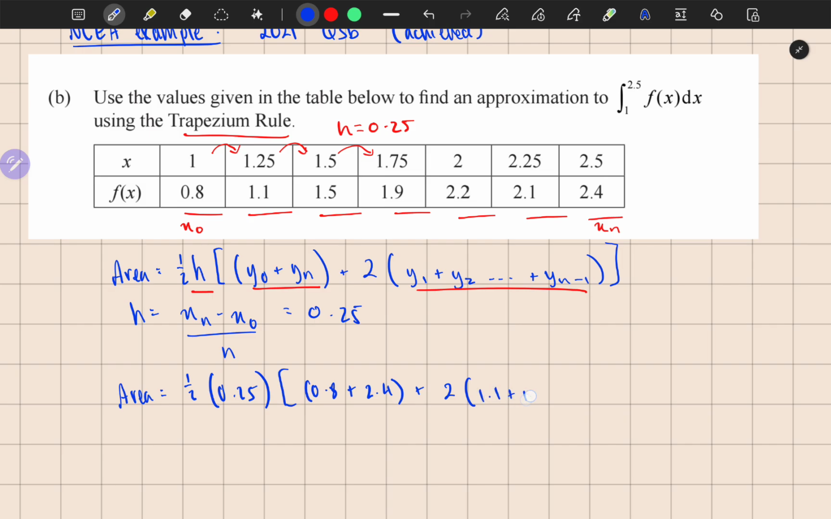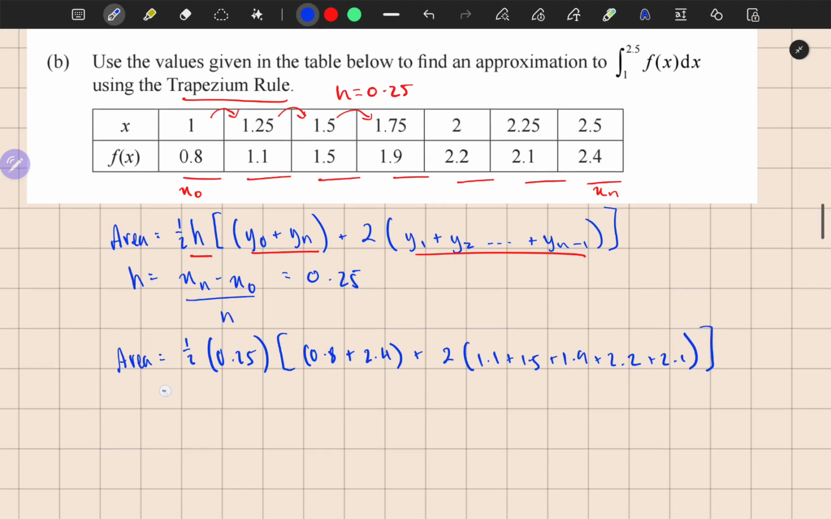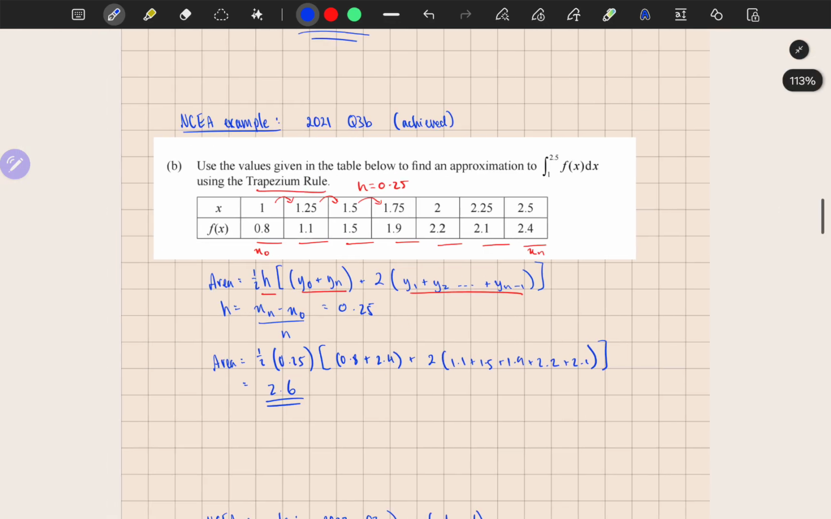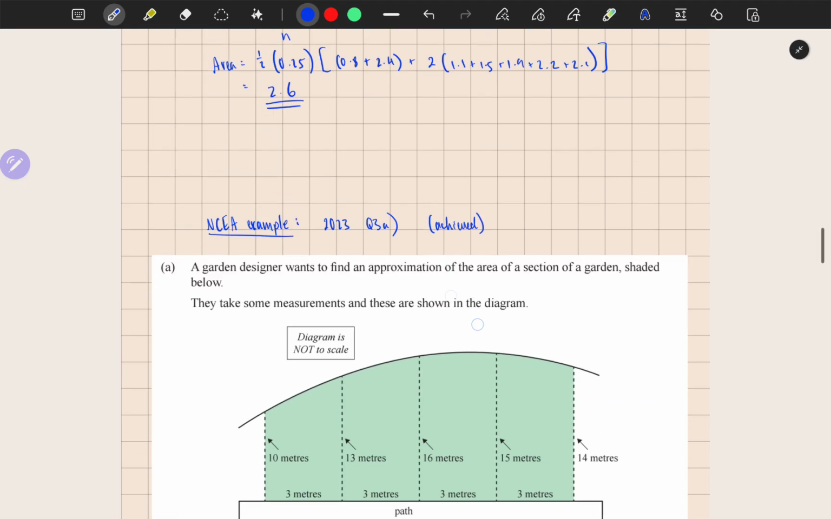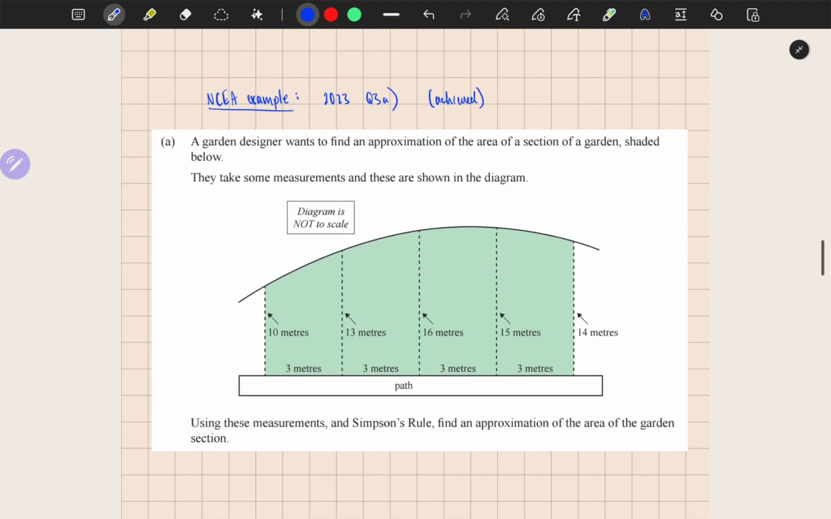So it's 1.1 plus 1.5 plus 1.9 plus 2.2 plus 2.1. Right, so that's ignoring the first and last values. And if you put this in your calculator, you'll just get 2.6. And that's it. That's all they want from this question. Now let's move on to the next one.